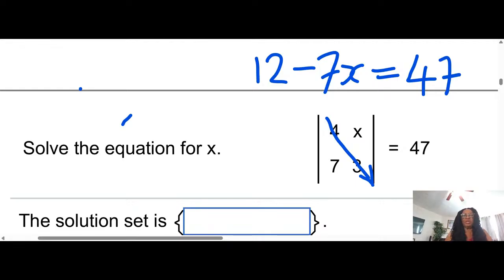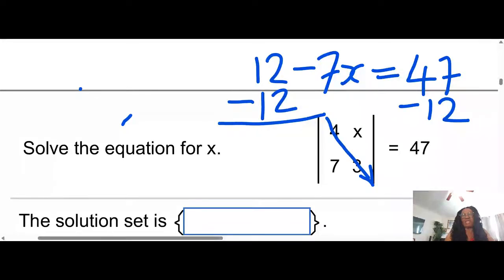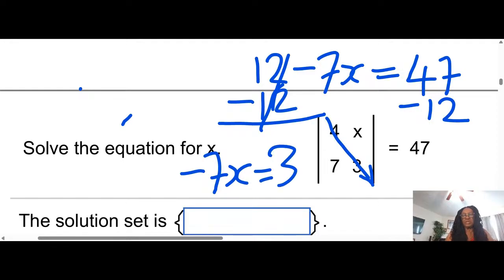You have to do it without a calculator, because your calculator will not be able to identify the value of x for you. So minus 12 on both sides, because I'm solving for x. I want to isolate x on the left-hand side. So minus 12 on both sides, and now I have negative 7x is equal to 35.